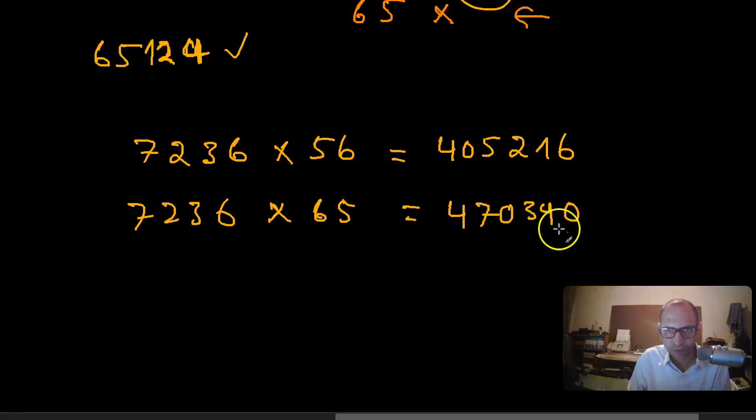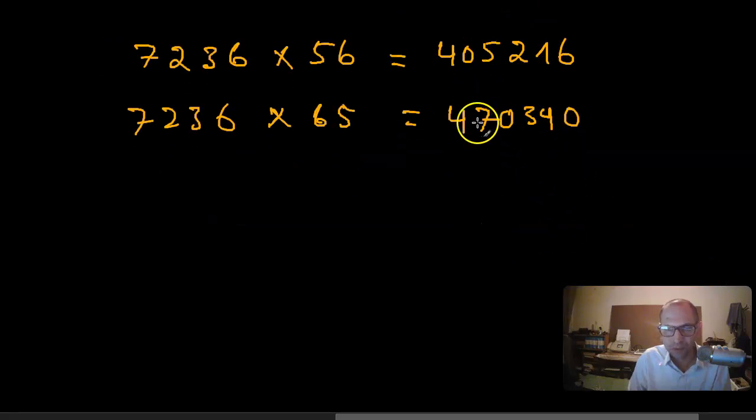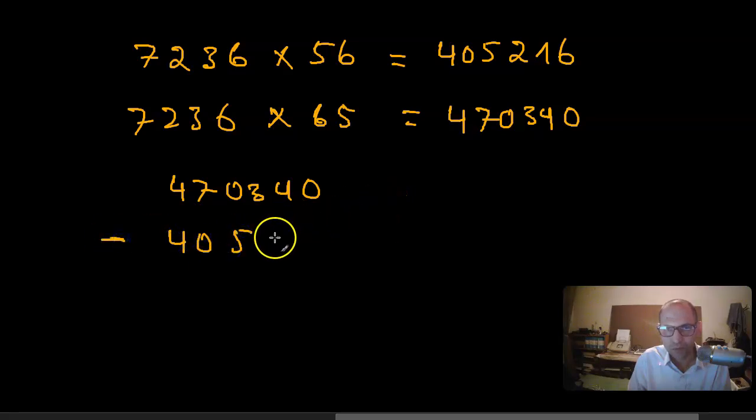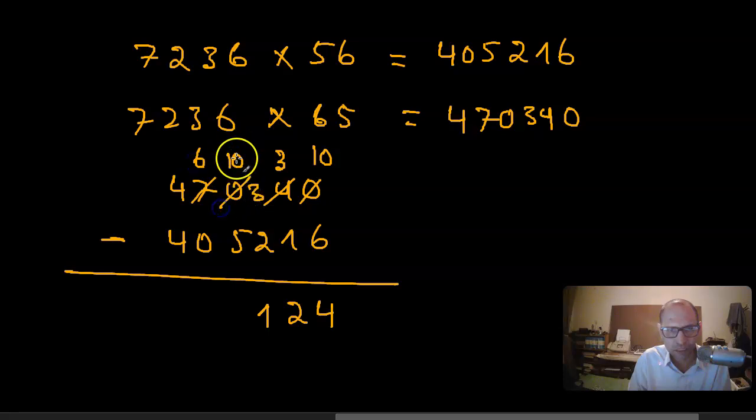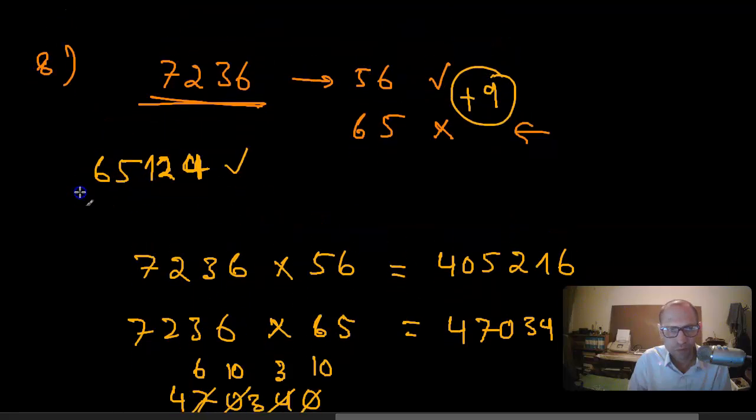Now if I take the difference between these two numbers, 470,340 minus 405,216, if I borrow one, this becomes 3 and this becomes a 10. So 10 minus 6 is 4. 3 minus 1 is 2. 3 minus 2 is 1. Then borrow one from here, this becomes a 6 and this becomes a 10. 10 minus 5 is 5. 6 minus 0 is 6. And we get 65,124. So that's exactly the number that we came up with.